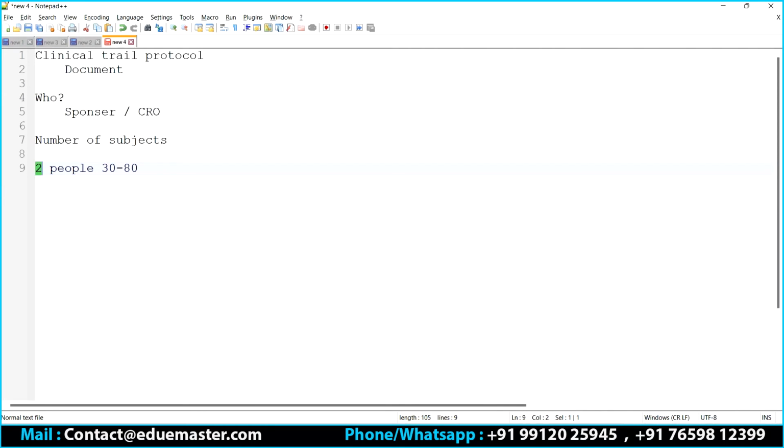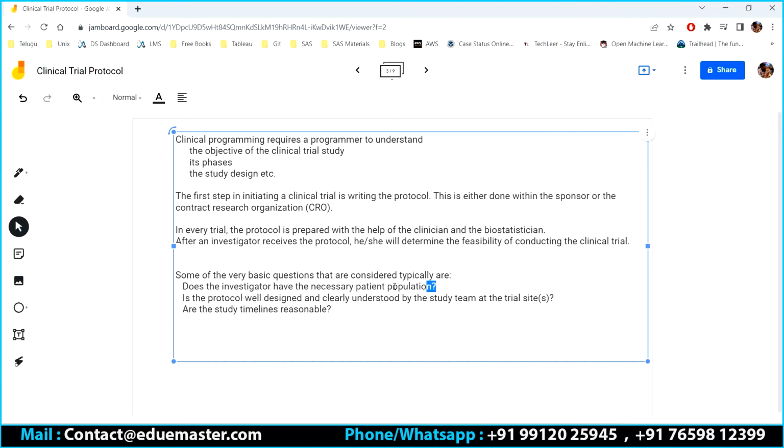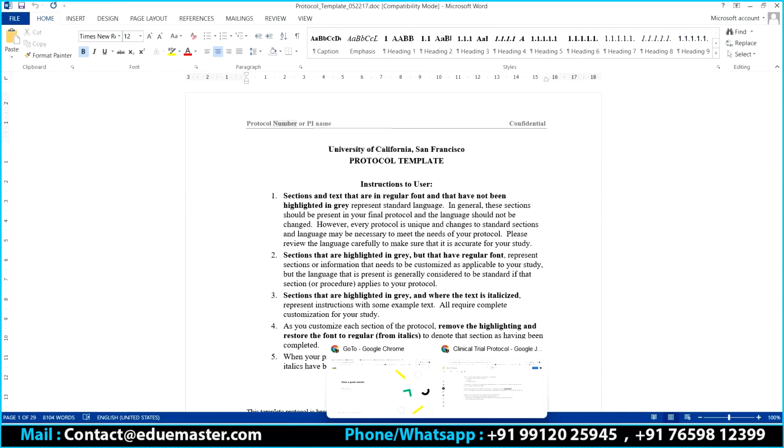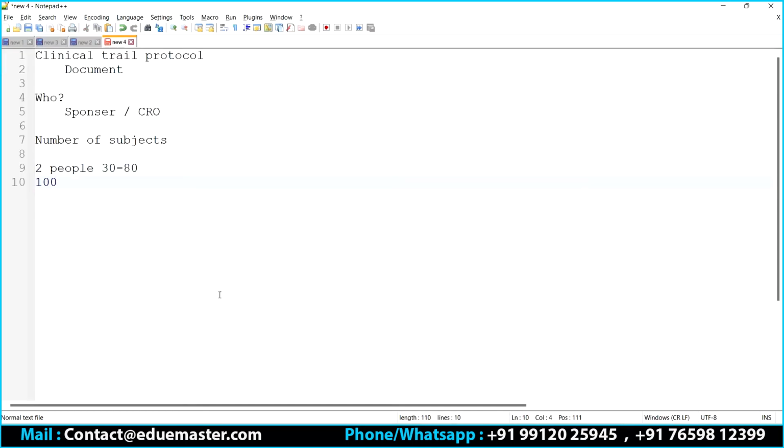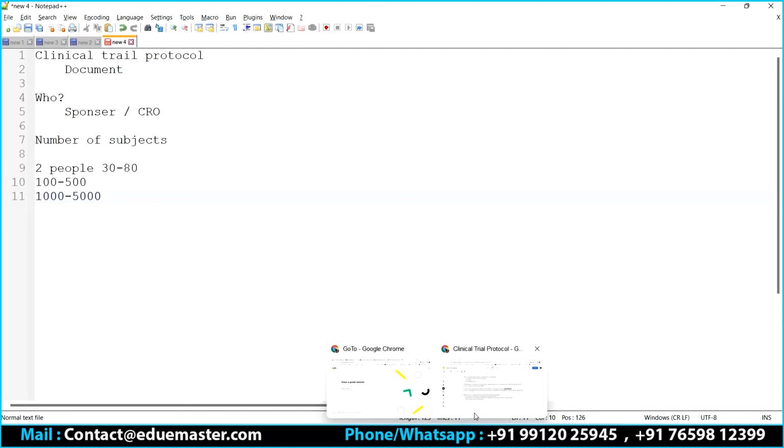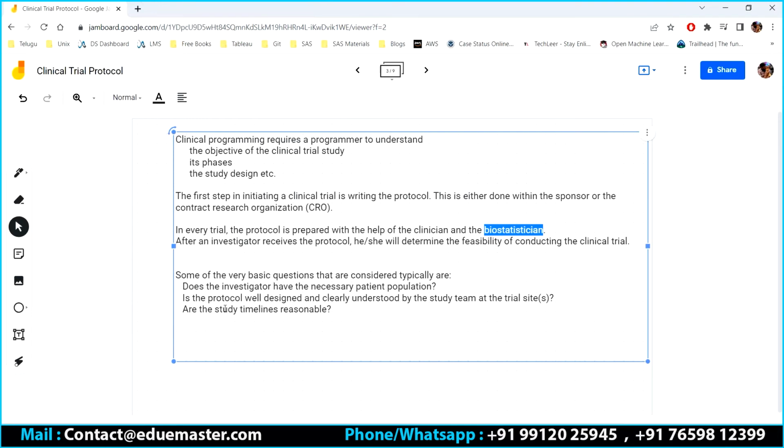Right? So the first thing I need to understand here is, do I have enough population or not? Who will decide the population? The population will be decided by the biostatistician. Not only for this, for all the phases, correct? For the second phase, we have around 100 to 500. For the third phase, we have 1,000 to 5,000 people. And for the fourth phase, we have 10,000 to 50,000 people. All these phases, the randomization, the random number of people, all these algorithms and the numbers will be produced by your biostatistician. Okay. Second, is the protocol well designed and clearly understood by the study team at the trial site?